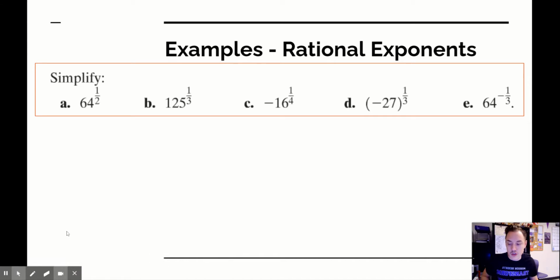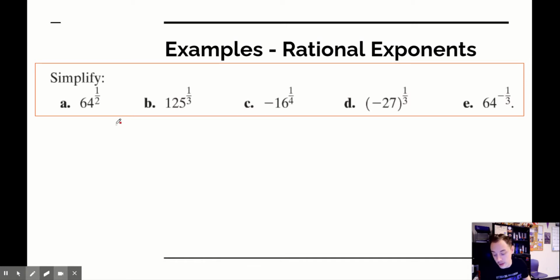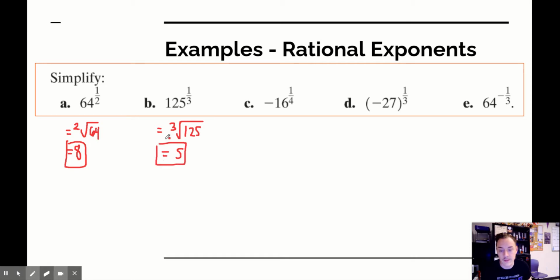Let's start out sweet and simple. You can definitely plug these in the calculator by all means. You can go ahead and plug in decimals. I'm not going to, though. So this right here, 64 to the 1/2 power, that just means the square root of 64, which of course is 8. I'm going to fly through these, guys. So 125 to the 1/3 power means the cube root of 125. 3 is my index, and this of course equals 5.